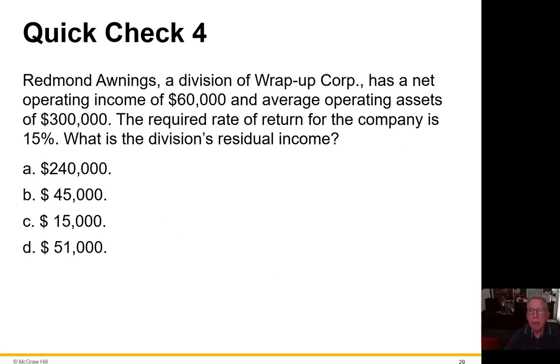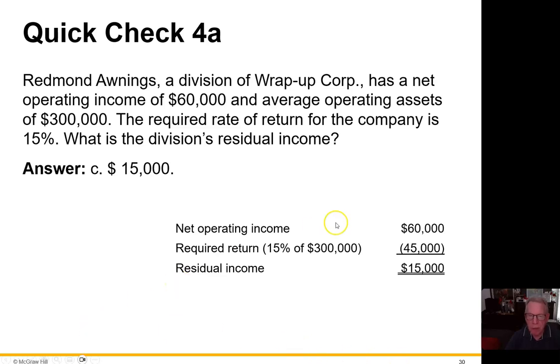So the Redmond Awnings then, the required rate of return for that company is 15%. What's the division's residual income? Give you a chance to figure that out. And the answer is 15,000. We take the 60,000 here and we subtract 15% of 300,000. That's our required rate of return. And that leaves us with a residual income of $15,000.